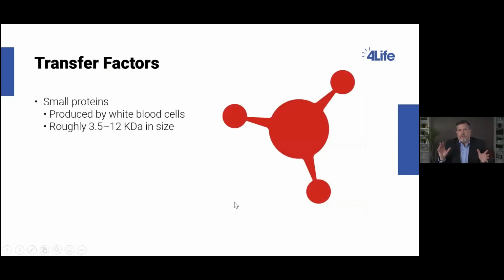So let's talk a little bit about what it was that Dr. Lawrence identified. So back and forth for the first probably 20 years of that research, they were trying to decide exactly what this was. Was it a piece of DNA?